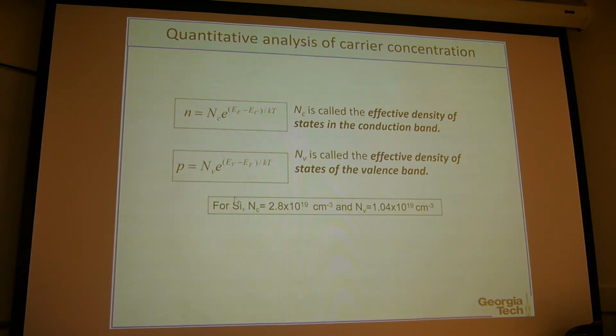So be careful with the EF. One is EF minus EC, one is EV minus EF. But as I said, it's easier for you to remember this if you think of it as a distance. And this distance is always relative.